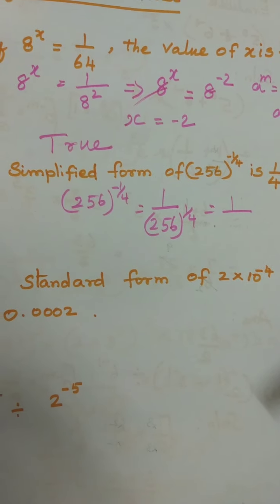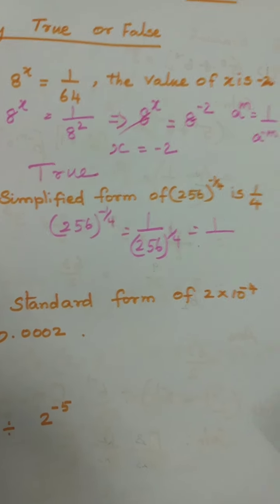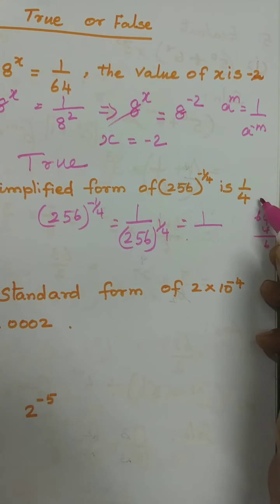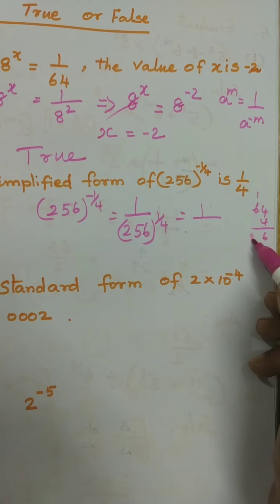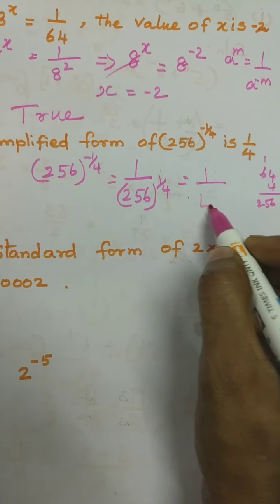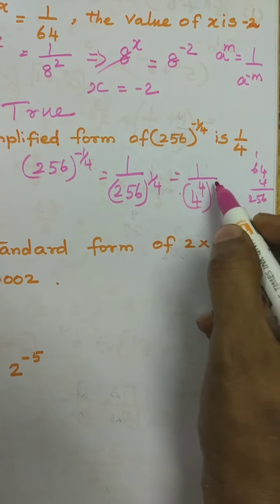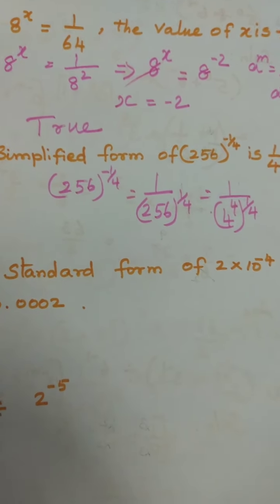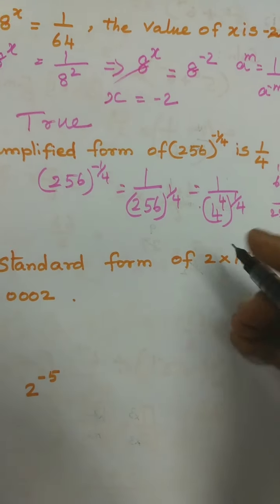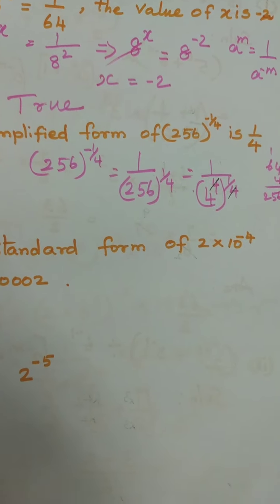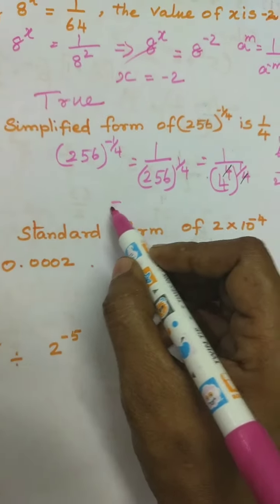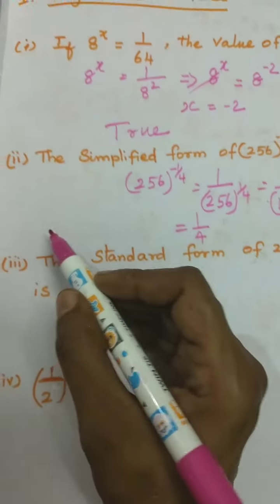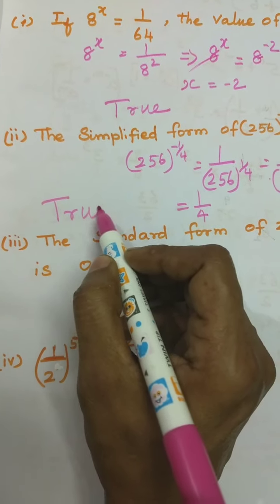Then you can write this as 1 by, say, 4 4s are 16, 16 4s are 64, then 64 4s are 256. So, 256 is 4 power 4, the whole power 1 by 4. If you multiply these two, we can cancel 4 and 4. 4 and 4 gets cancelled. So, the answer is 1 by 4. Here also they have given us 1 by 4. So, this statement is true.